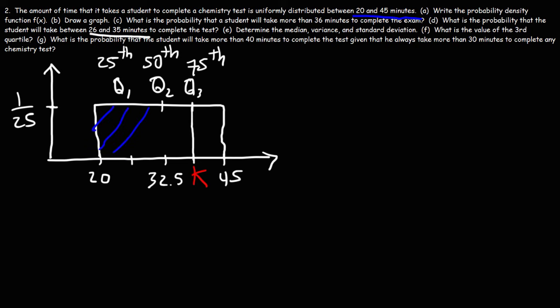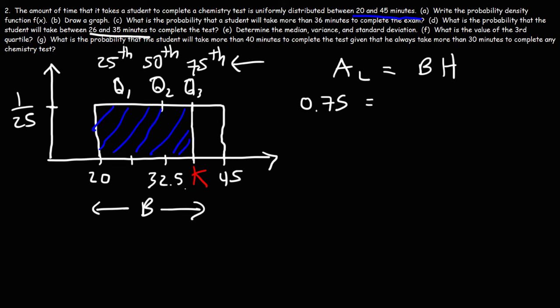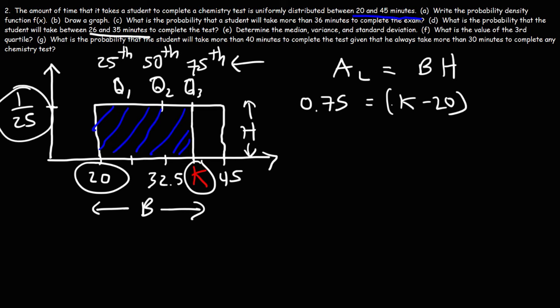So the area of the rectangle to the left of K is 0.75 because it corresponds to the 75th percentile. So the area of that rectangle on the left is going to be the base times the height. So the area is 0.75. The base, the length of the base of the rectangle, is the difference between K and 20. So we're going to say K minus 20. And as we know, the height is f of x, the probability density function, which is 1 over 25.